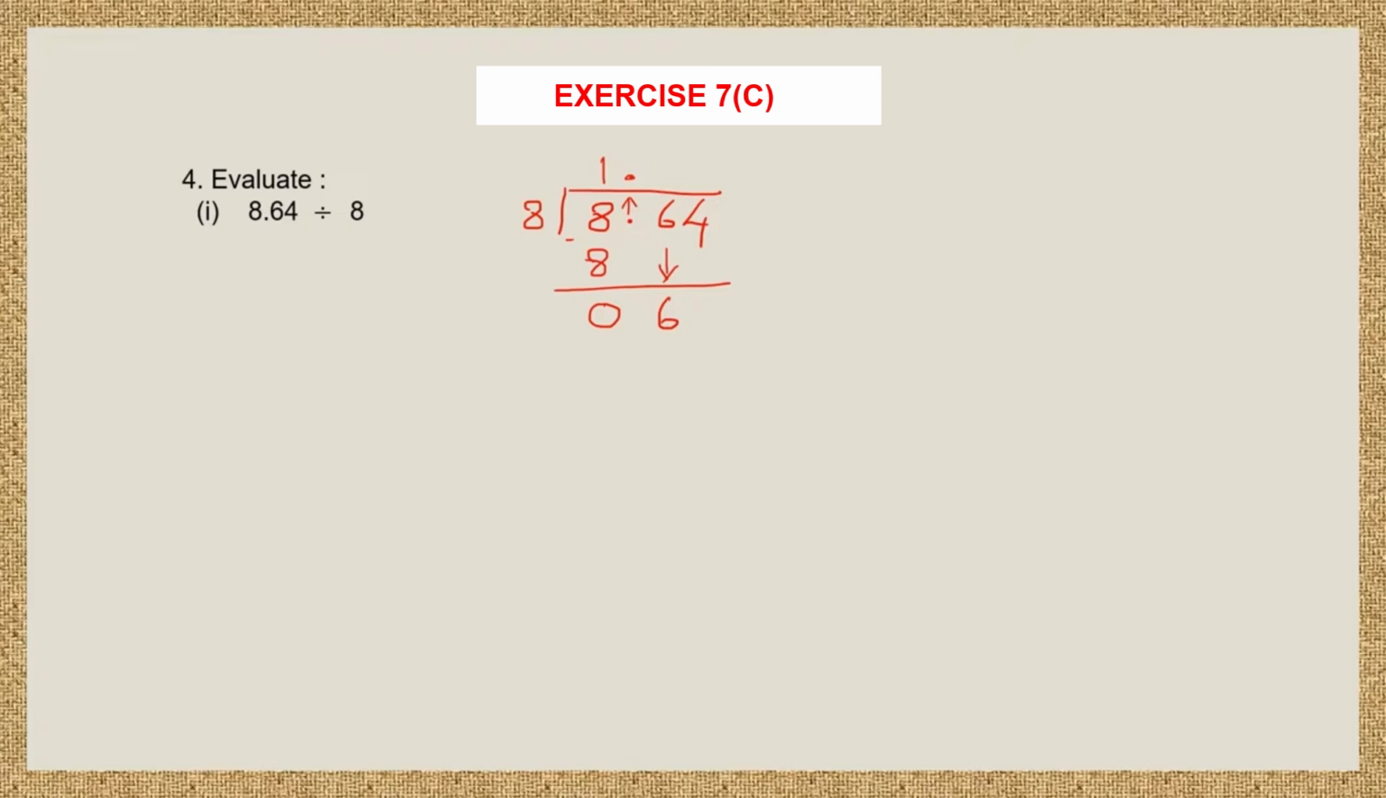So I have 6 and 6 is smaller than 8. So I need to put a 0 on top and I need to bring down the next number. So it is 4. Now I have 64. 8 8s are 64, minus 0. So I have completed my division and my final answer will be 1.08.